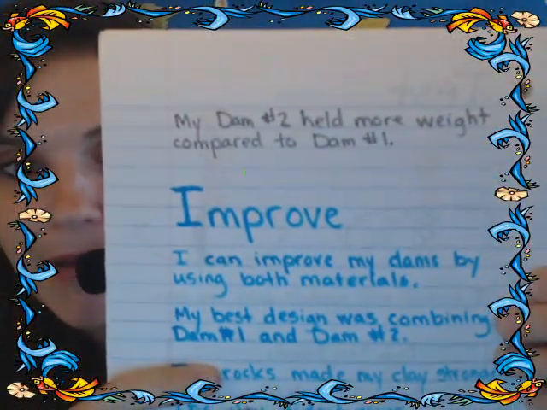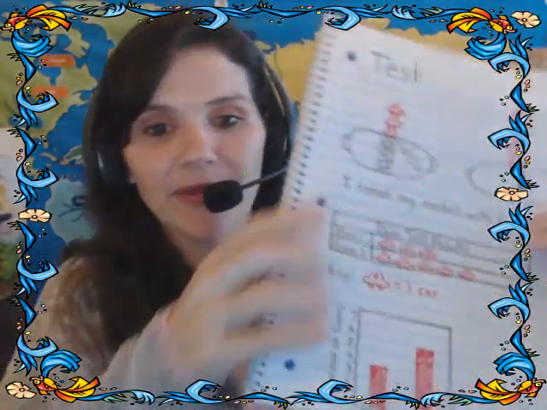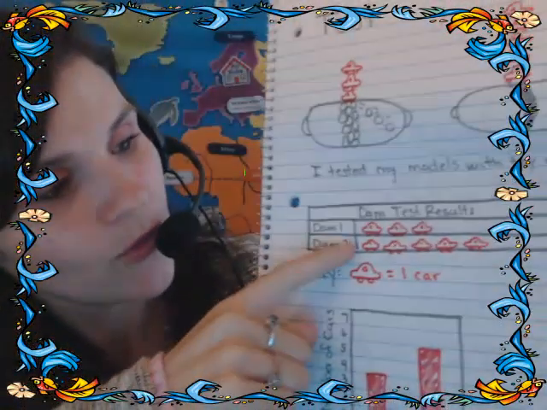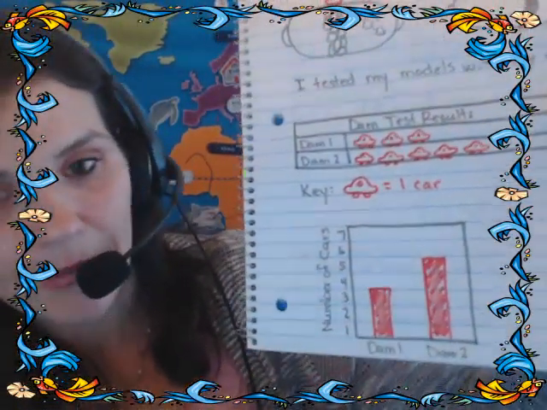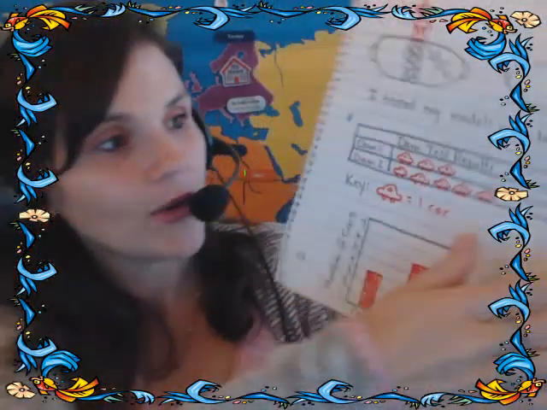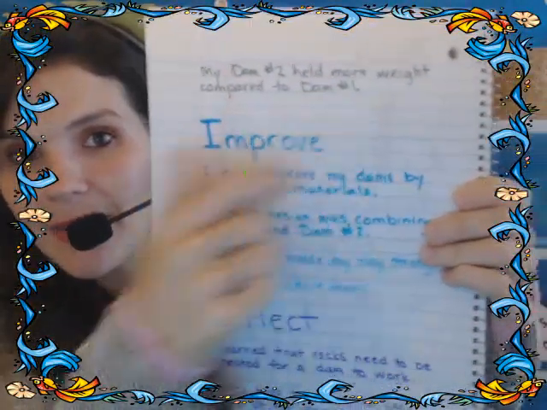So in mine, I have this sentence. My dam number 2 held more weight compared to dam number 1. I can see that information in both my pictograph, where I have 5 cars, and in my bar graph, where my bar goes up all the way through number 5. So looking at those graphs can help you understand and write your data about how your dams did. All right, so let's go back to your lesson.